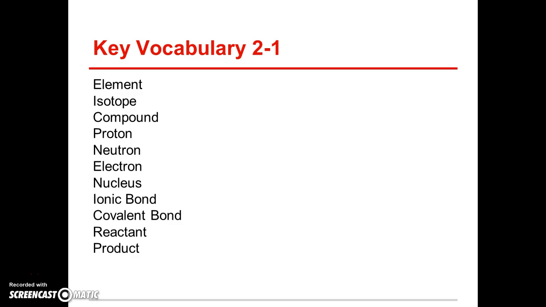You don't have to write these down either, but these are your main vocabulary words. If you were so inclined to make flashcards or sort cards, I would use these words to help you learn. So element, isotope, compound, proton, neutron, electron, nucleus, ionic bond, covalent bond, reactant, and product.